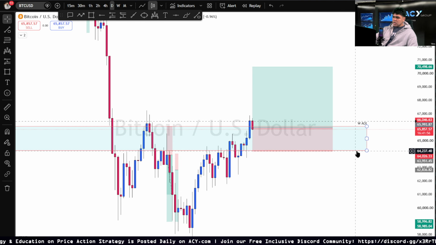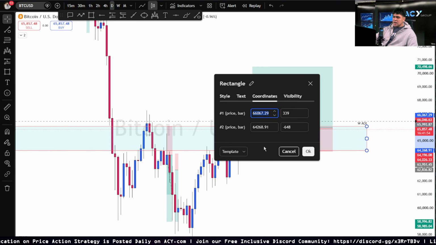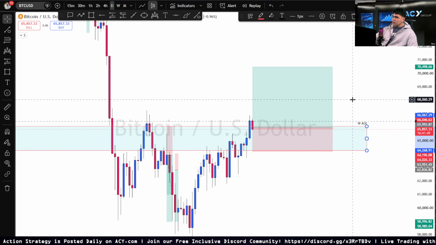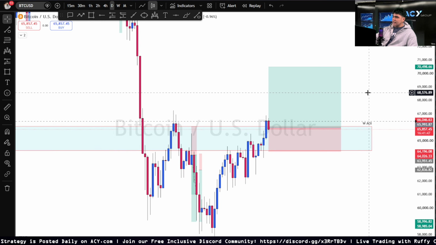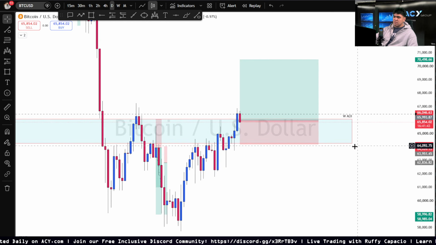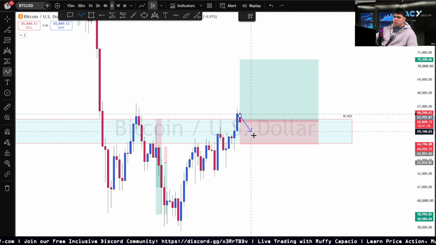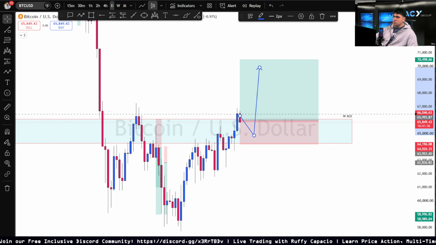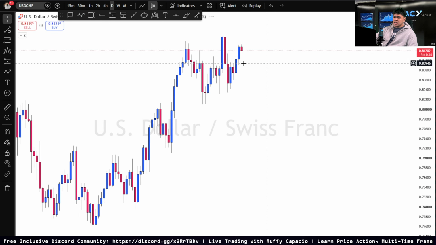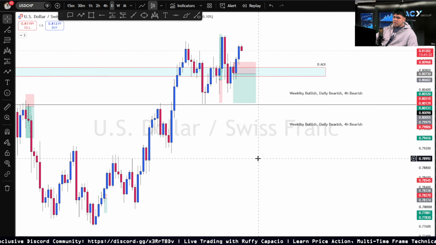You could screenshot this exact weekly support level and plot it on your chart, and you can see how the market broke out on this resistance level. Price is above, and possibly it could act as a support to have its massive push to the upside. On to the next, USD CHF.